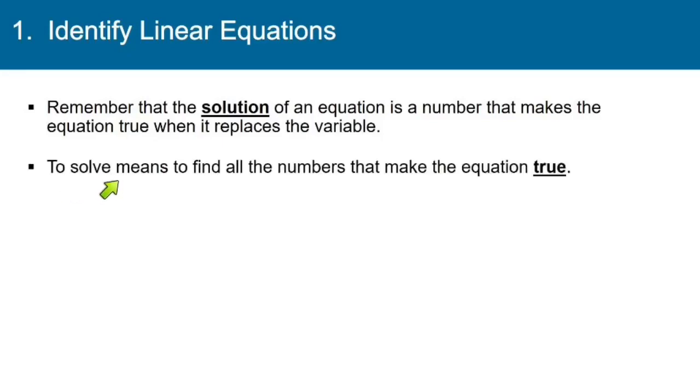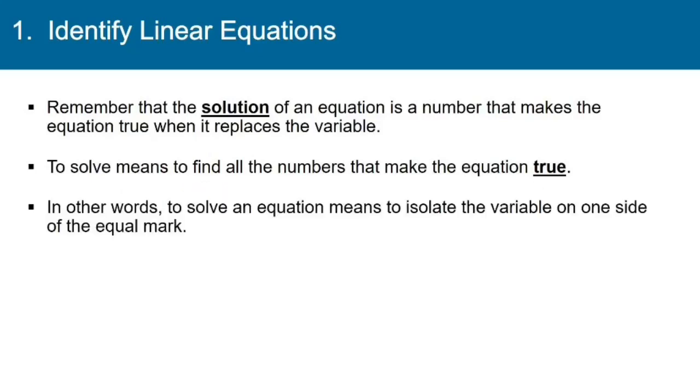So to solve an equation means to find all the numbers that make the equation true. In other words, to solve an equation means to isolate the variable on one side of the equal mark. So whenever the instructions ask you to solve an equation, they're asking you to find the value of the variable that makes the equation true. And fortunately, we don't have to do this by just looking at the equation and mentally figuring out the solution. There is a process that we'll go through to force the solution to show up in our work. And that's what I want to go through with you in this chapter.